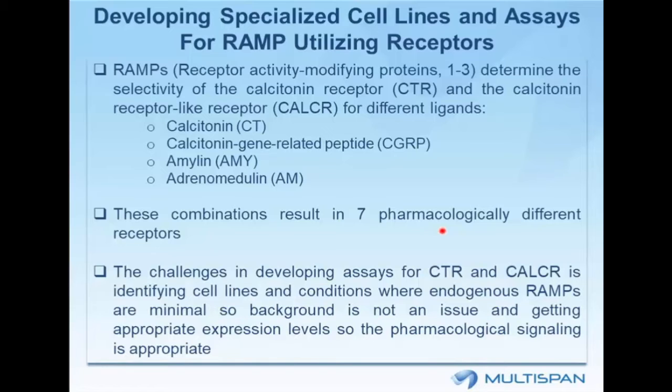So one of the challenges with this assay is to develop assays for these receptors in cell lines that don't have RAMPs, so that you can add the RAMP of choice. You can add RAMP 1, RAMP 2, RAMP 3, so that you can identify the pharmacology that you're interested in. And so everything kind of makes sense.